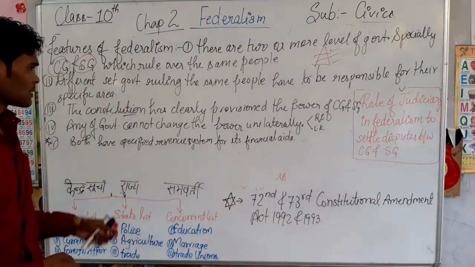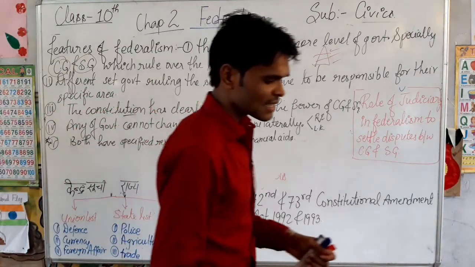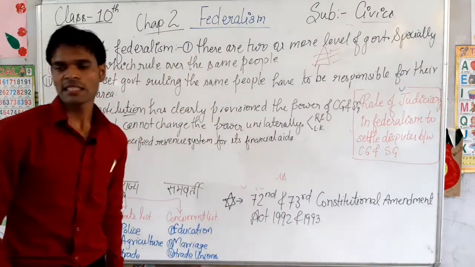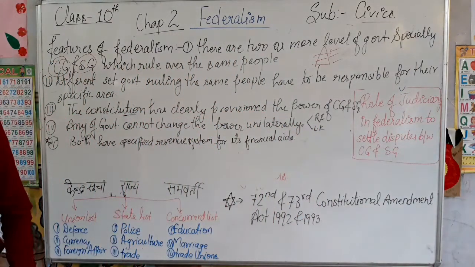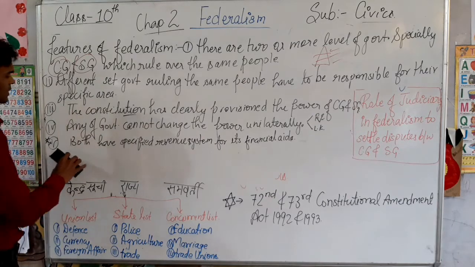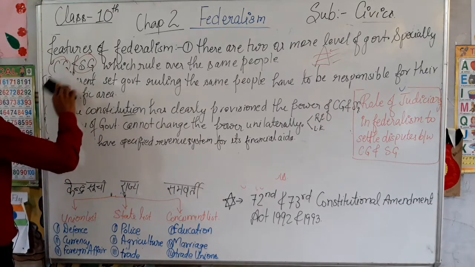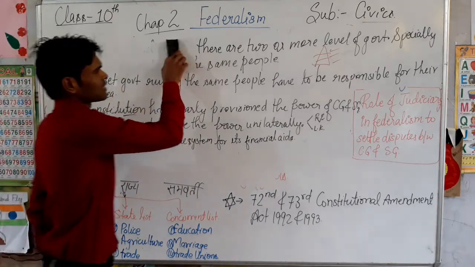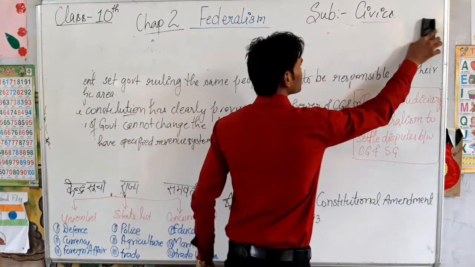Now, moving toward the next topic, decentralization, which is very important. But before moving to decentralization, we will see the forms of federalism in the contemporary world, in the contemporary democracy. So see here, I hope you all have written it. Okay, I am erasing from here and you will note it.